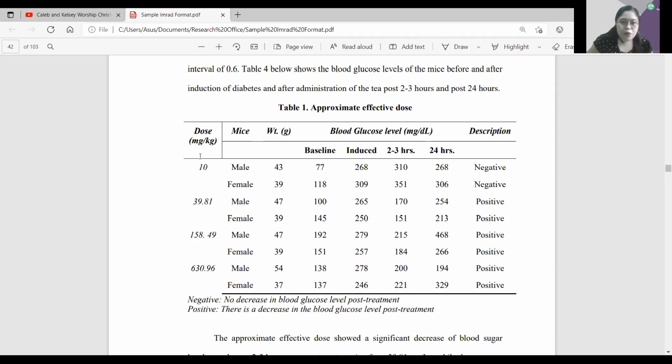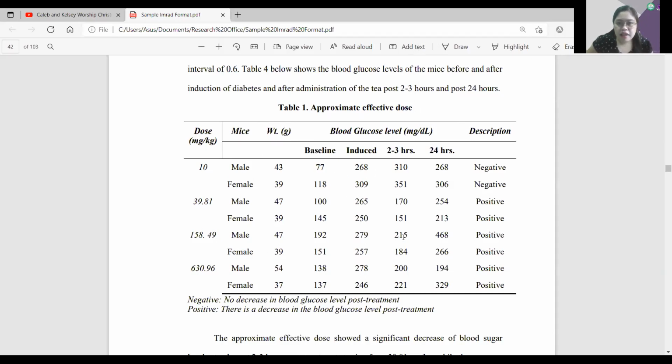And this is how they present their result. So, naka-table siya with proper labels. Ito yung dose na ginamit. Ang ilaga kay duhaman kabuok, male and female. They included also a result of the weight of the mice para lang sa reference, kasi ang dose nila may milligram per kilogram eh.